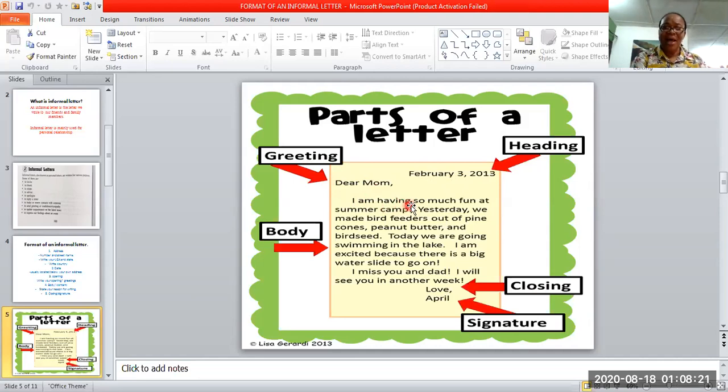I am having so much fun at summer camp. Yesterday, we made bird feeders out of pine cones, peanut butter, and bird seed. Today, we are going swimming in the lake. I am excited because there is a big water slide to go on. I miss you and Dad. I will see you in another week.